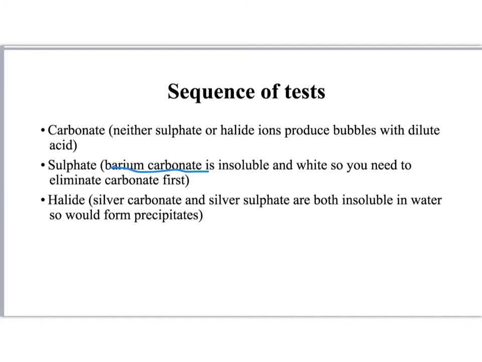Right, so let's say I don't see a precipitate. What one am I going to go on to next? Well, now I'm going to test to see which halide I've got there. And again, I have to do halide last because both silver carbonate and silver sulfate give me white precipitates in water. So again, if I added silver nitrate first of all, and I see a white precipitate, I wouldn't know whether it's silver carbonate, silver sulfate or silver chloride, which I've made.